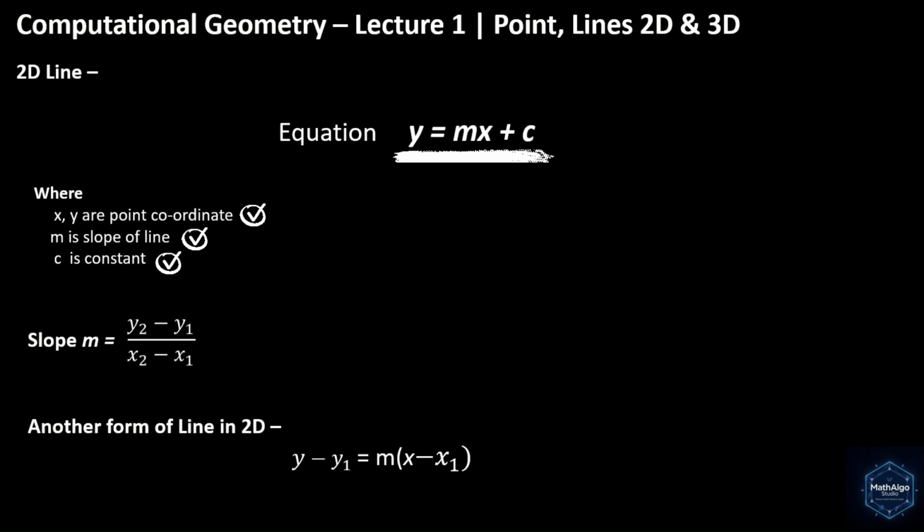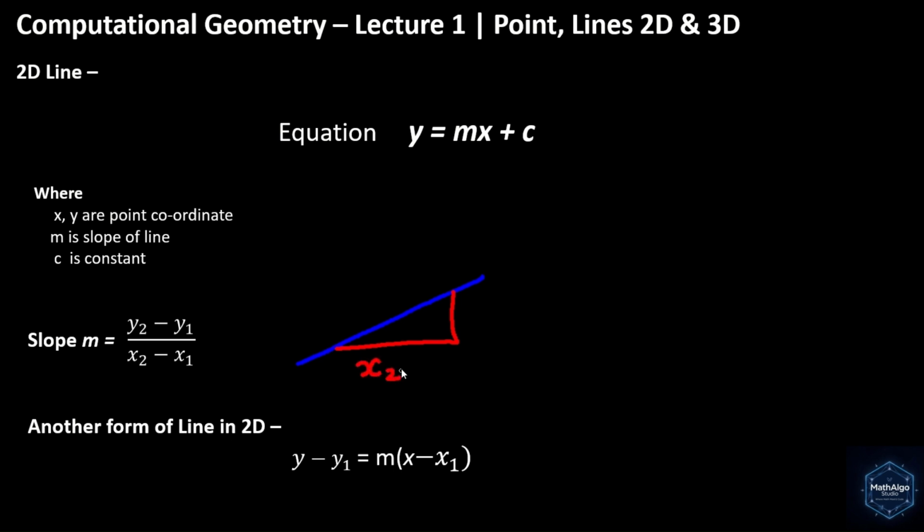Now, how do we calculate the slope m? If we know 2 points on the line, the slope is calculated using the formula m = (y2 - y1) / (x2 - x1). The slope tells us how steep the line is, and it also indicates the direction of the line. Consider a line as shown. Horizontal distance is x2 minus x1 and vertical distance is y2 minus y1. In short, slope is vertical distance divided by horizontal distance.